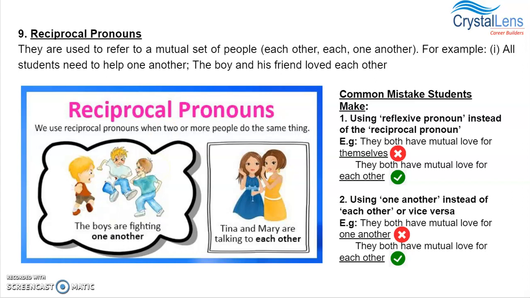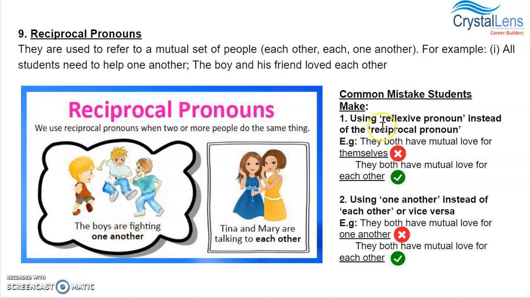These are pronouns that refer to a mutual set of people. They are just each other and one another. A very good way to differentiate or to know when to use each other or when to use one another is that when you're referring to just two people, it is best to use each other. But when you're referring to more than two people, you can use one another.